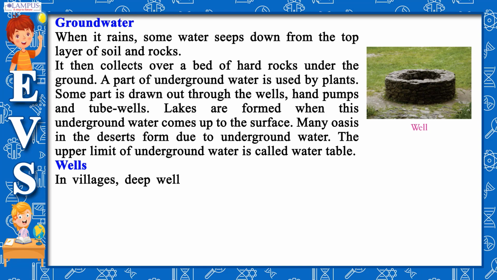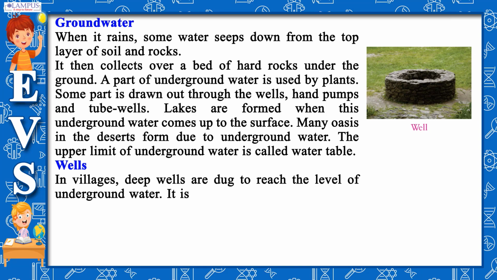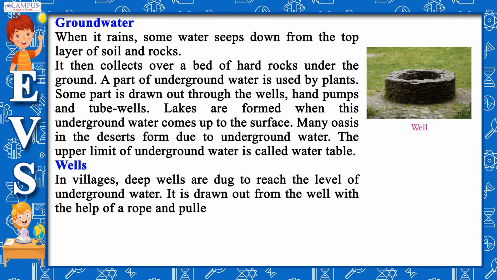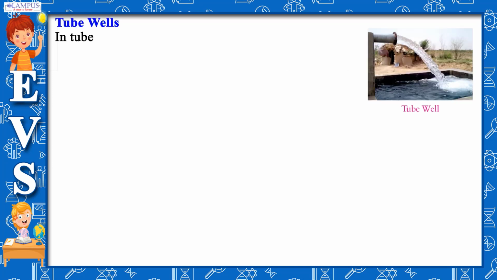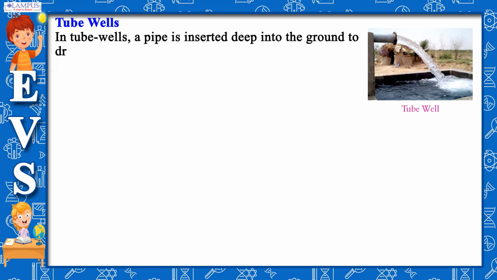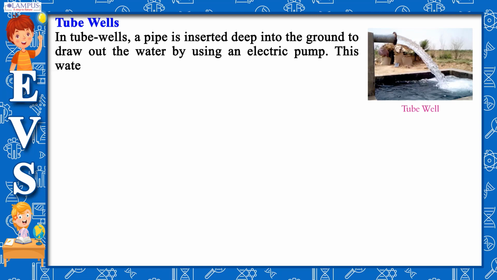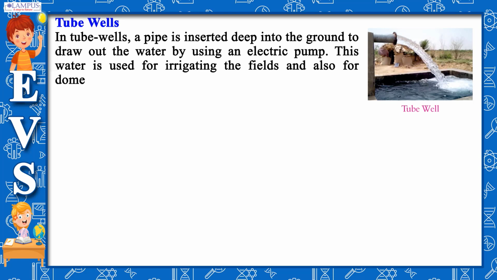Wells. In villages, deep wells are dug to reach the level of underground water. It is drawn out from the well with the help of a rope and pulley. Hand pumps. Groundwater can also be drawn out with the help of a hand pump. Tube wells. In tube wells, a pipe is inserted deep into the ground to draw out the water by using an electric pump. This water is used for irrigating the fields and also for domestic use.